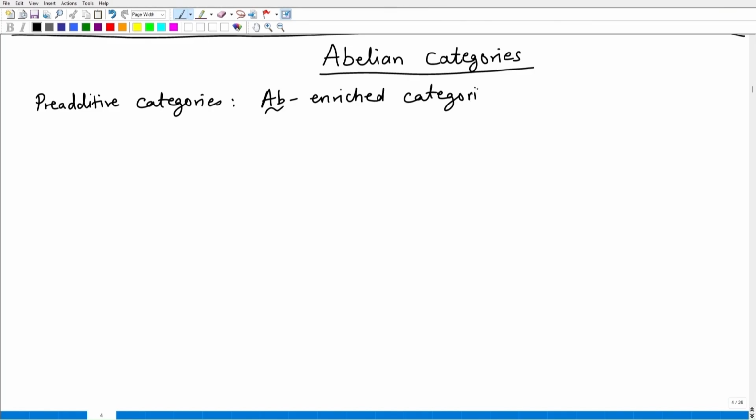What does that mean? In simple language, it means that every hom set is an Abelian group, and moreover composition is bilinear. Composition of morphisms is bilinear, right? That's all it means, an Ab-enriched category. Hom sets are important. It's a locally small category such that every hom set has the appropriate structure of an Abelian group.